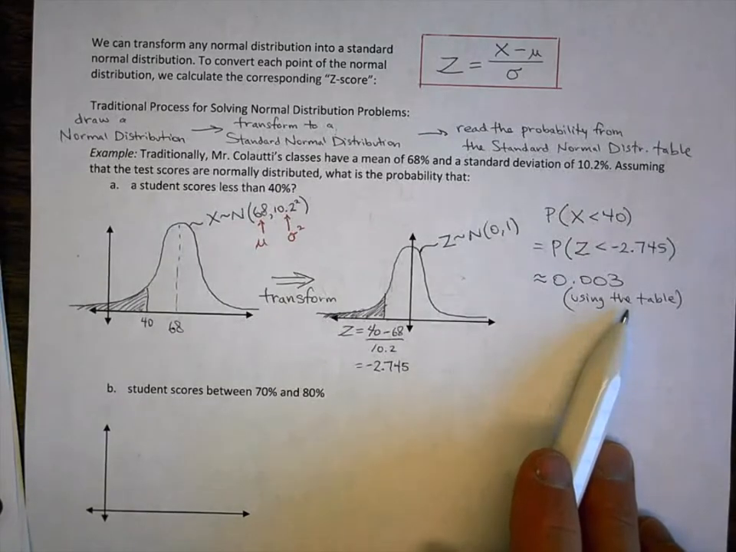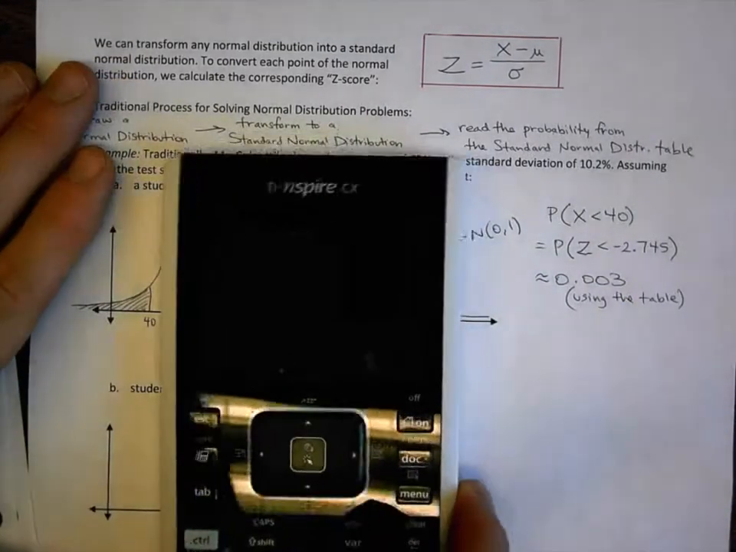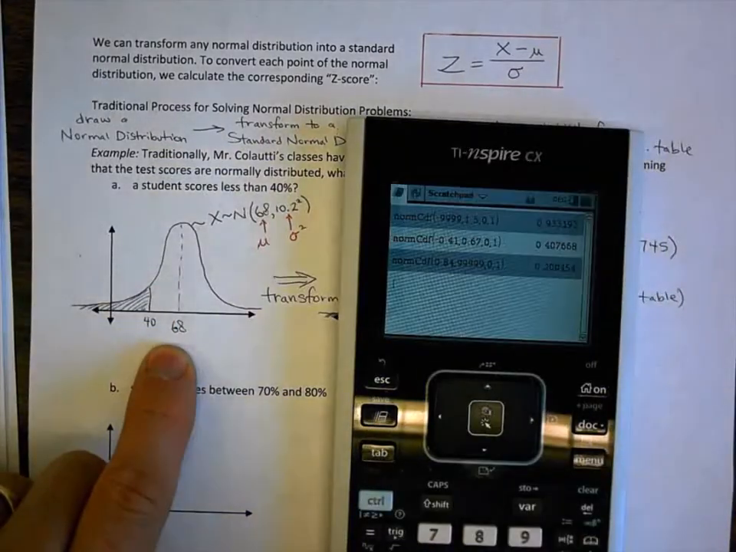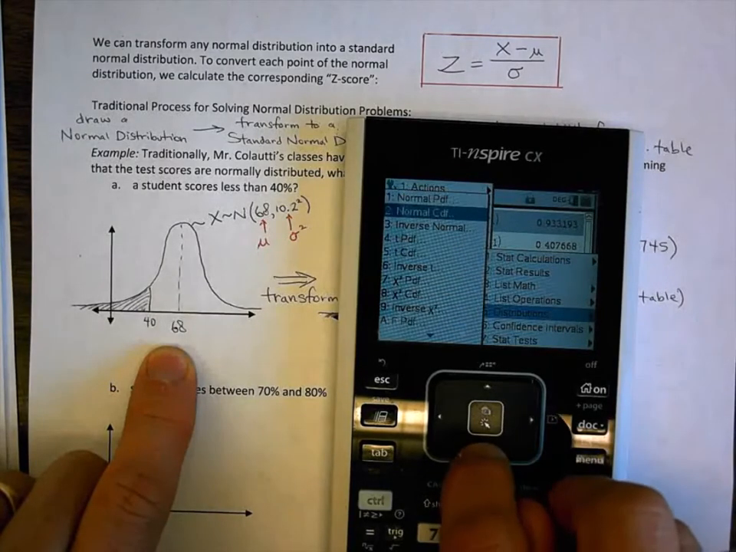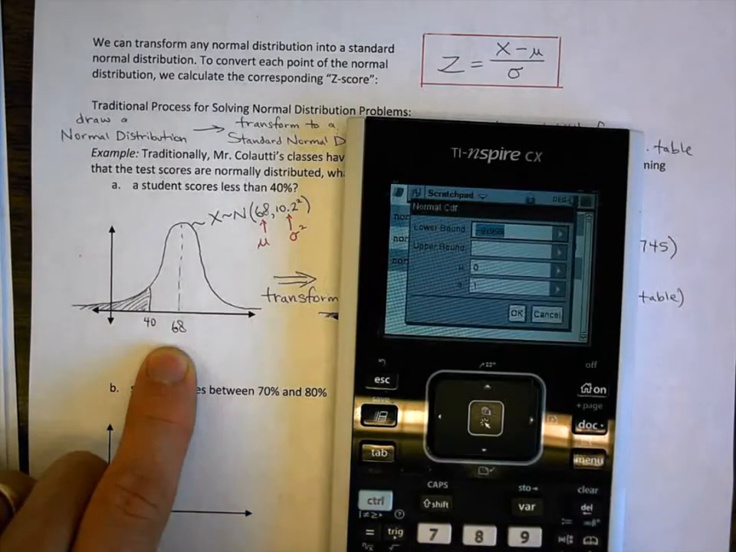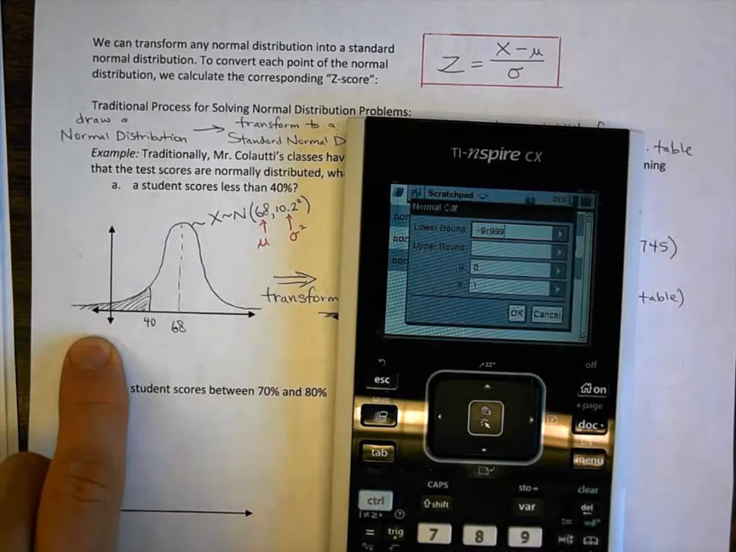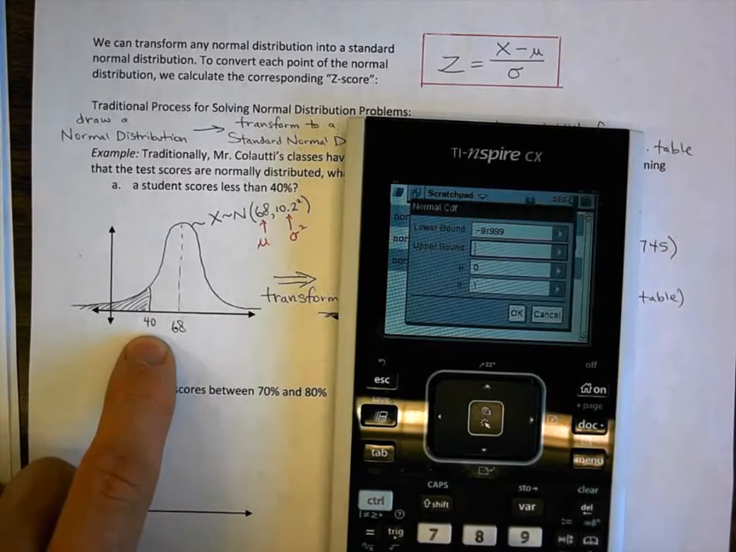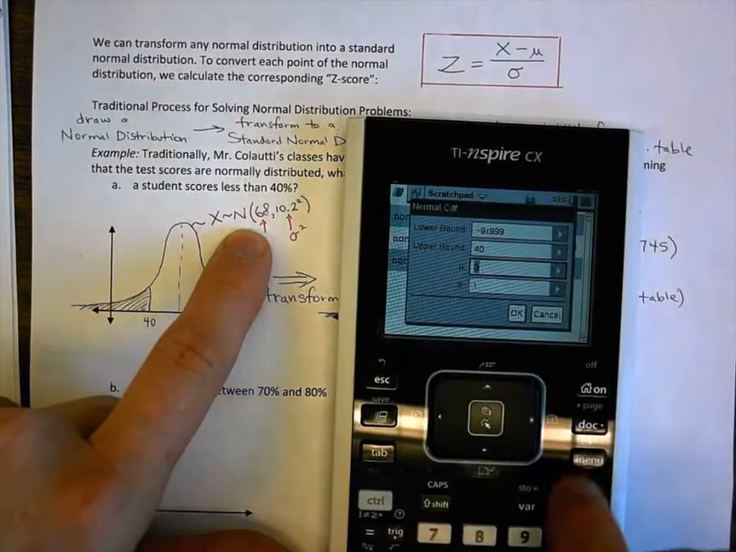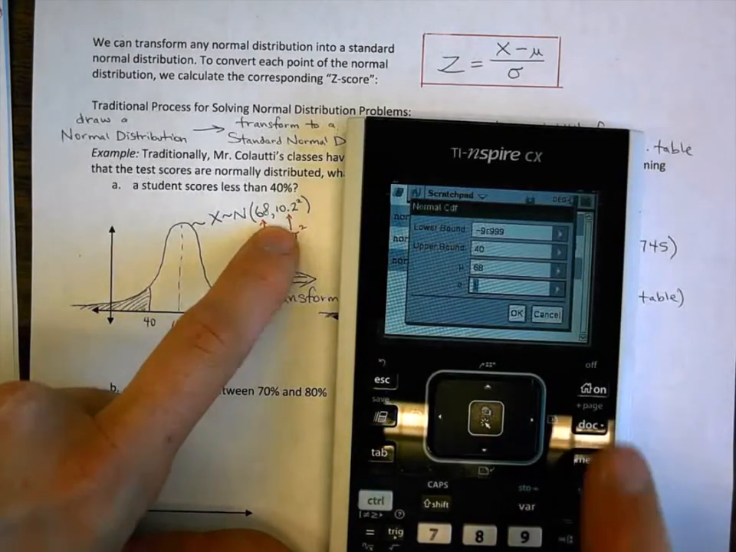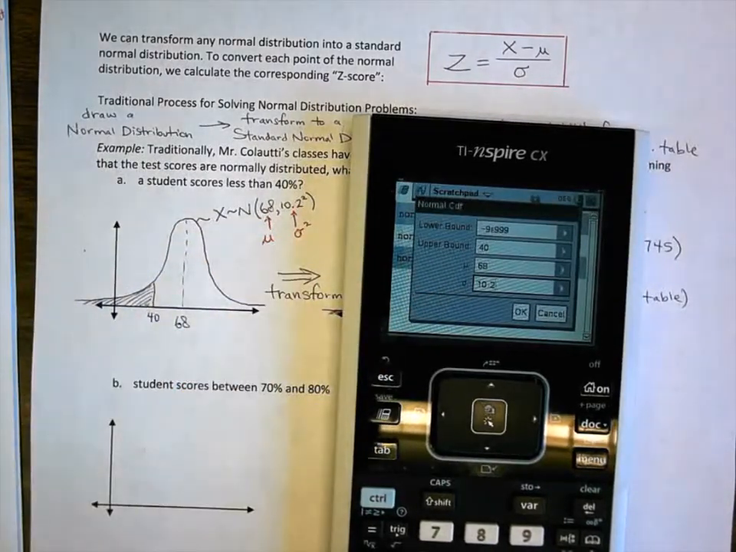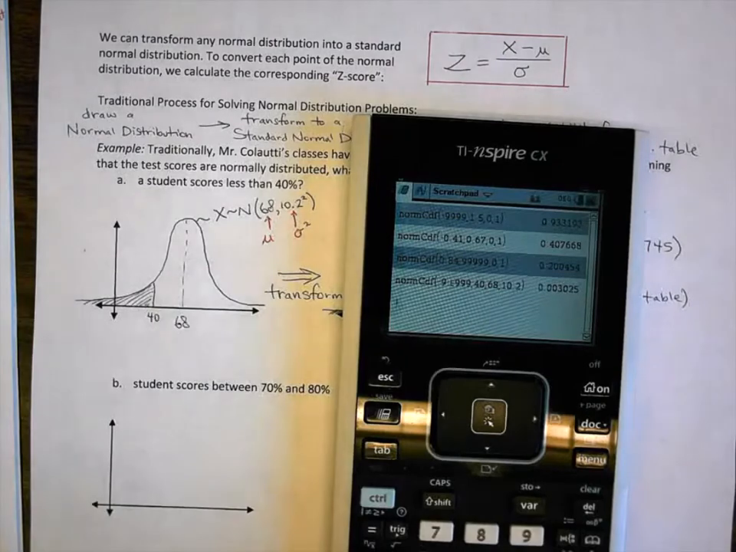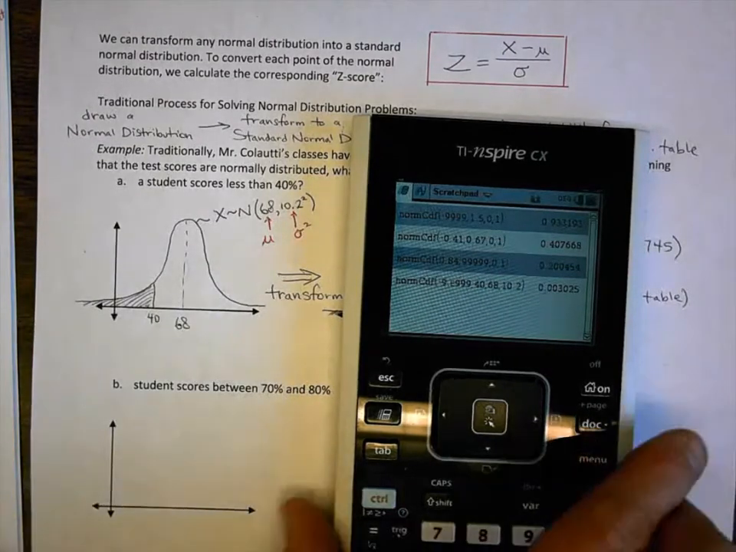Now you guys, well, your life is so great. You don't even need to do this. You can just draw the sketch and use your calculator. Menu, statistics, distributions, normal, CDF, always. The lower bound here is negative infinity, so I'll just leave that, negative 9E999. The upper bound is this cutoff of 40. The mean was written right here, it's 68. And the standard deviation is 10.2. Notice I want the standard deviation, not the variance in this case. Press enter, and it spits out my answer, 0.003, which is what I got from the table.